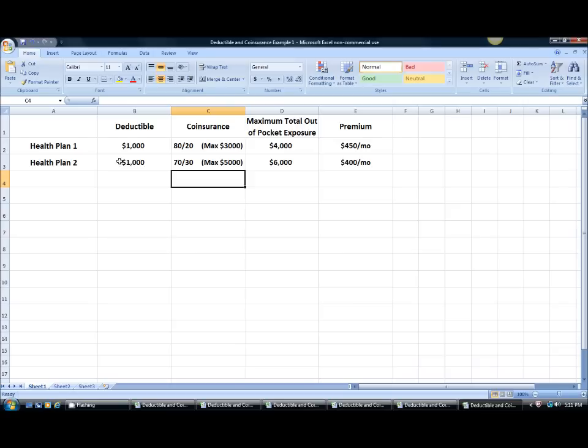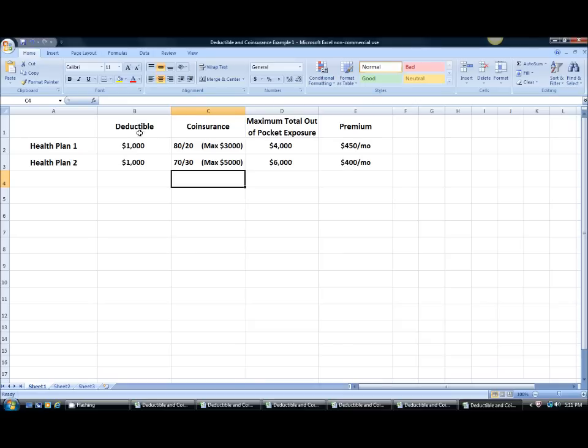Health Plan 1, Health Plan 2. Both are $1,000 deductibles. This is considered a low deductible plan. So you're saying I'm going to agree to pay the first $1,000. After the $1,000 is satisfied, then we get to the coinsurance.